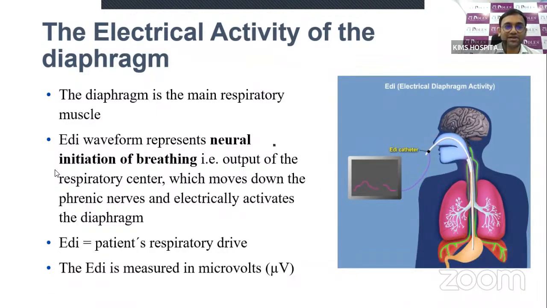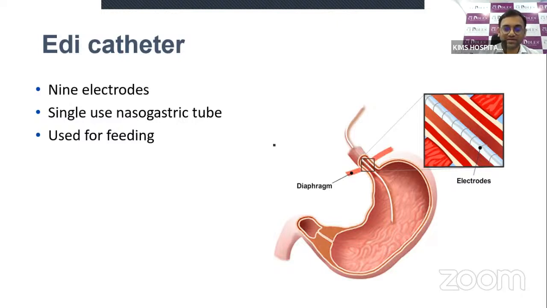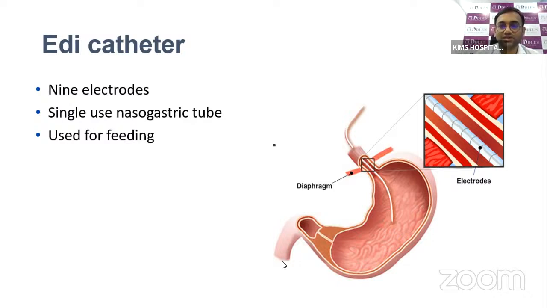So EDA is basically the waveform that represents the neural initiation of breathing, that is, the output of the respiratory center, which moves down the phrenic nerves and literally activates the diaphragm. The simple way to put it: EDA is the patient's respiratory drive coming from the brain, and we measure EDA in microvolts. The EDA catheter is just like a feeding tube catheter that has 9 electrodes present on the outside of the catheter. I will show the EDA catheter in the subsequent slides.